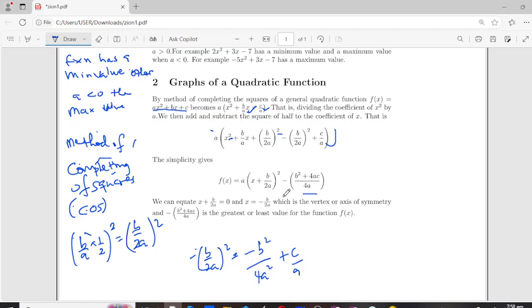So from here we can see that once we equate x plus b over 2a to 0, we are going to get the value at which it occurs, or the vertex, and then this constant here becomes the minimum or the maximum value. So that is how we find the two major points for a quadratic function.